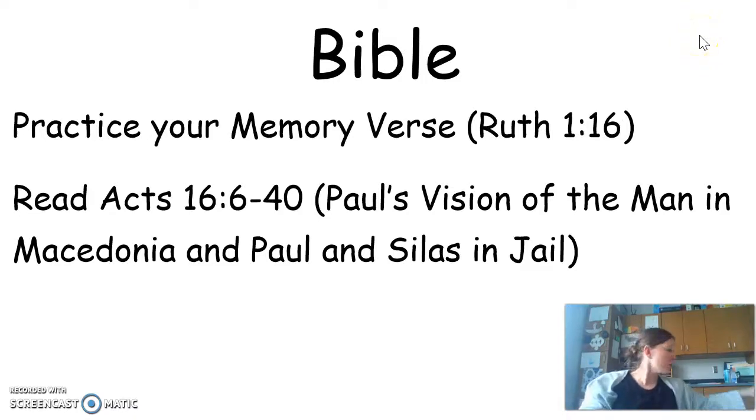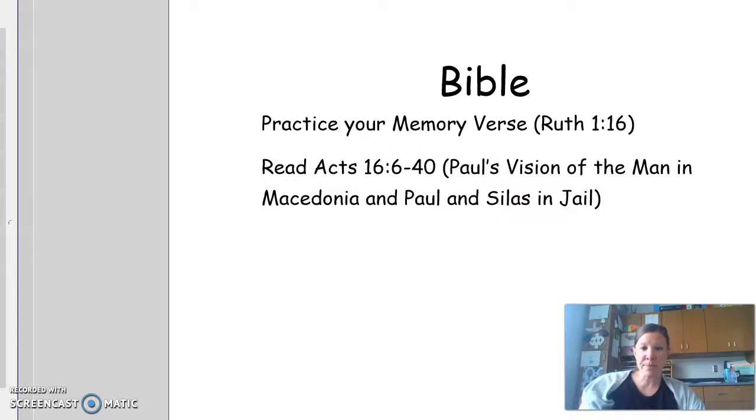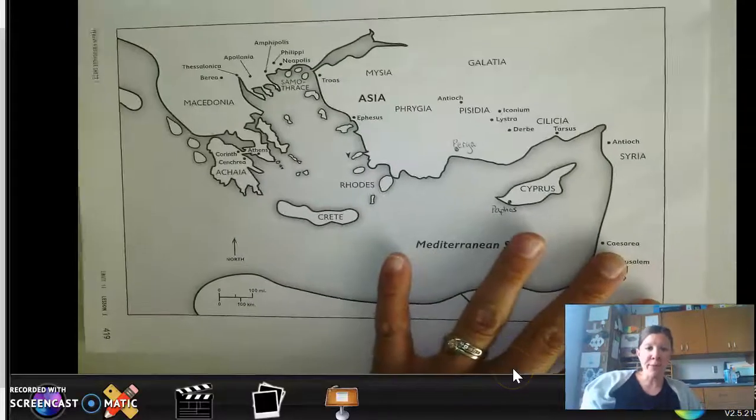And then you're going to read Acts 16 verses 6 through 40. You're going to have 2 stories: Paul's vision of the man in Macedonia and Paul and Silas in jail. I'm going to show you the map for today.